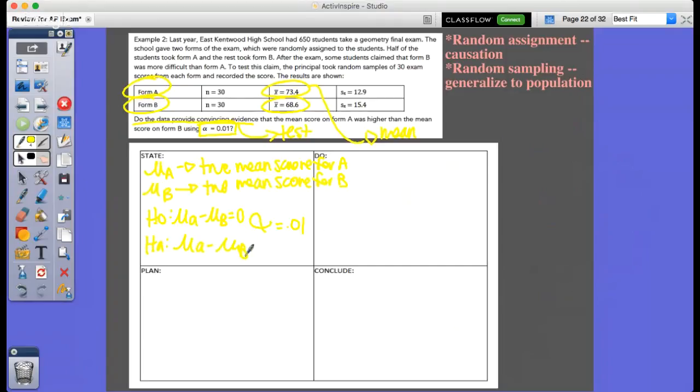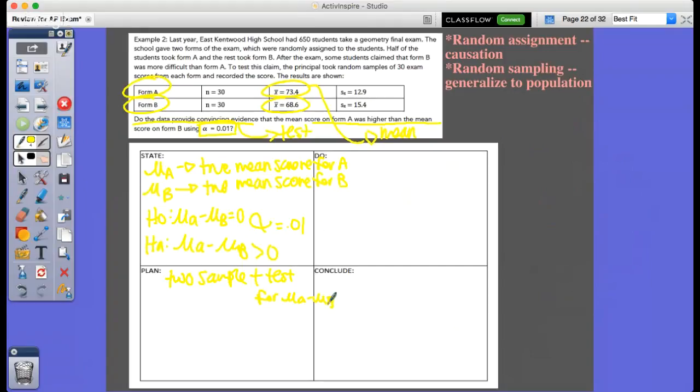Now let's look at the wording here. It says, does the data provide convincing evidence that the mean score on form A was higher than the B version? So that means this would be greater than here. So we would say that this is greater than 0, meaning that mu of A would be the larger value. So just like we did before, we have a 2 sample t-test for mu of A minus mu of B.